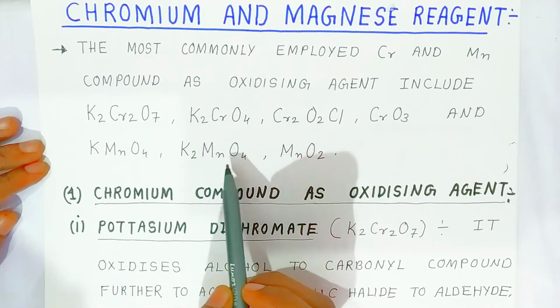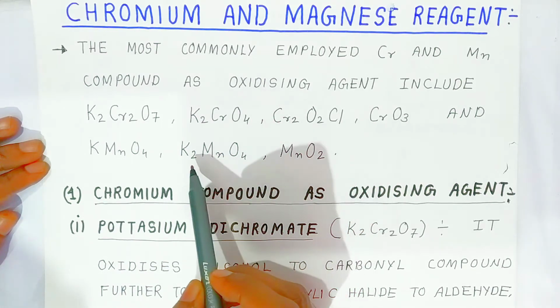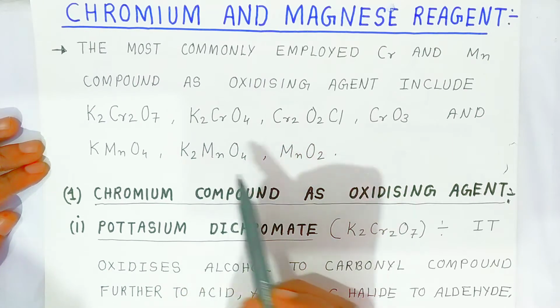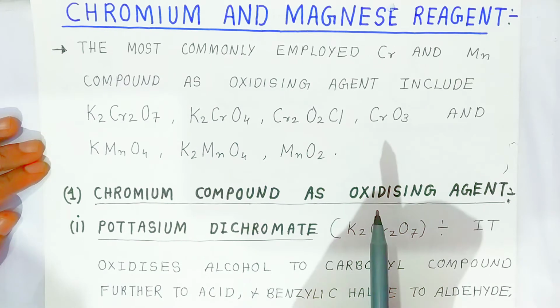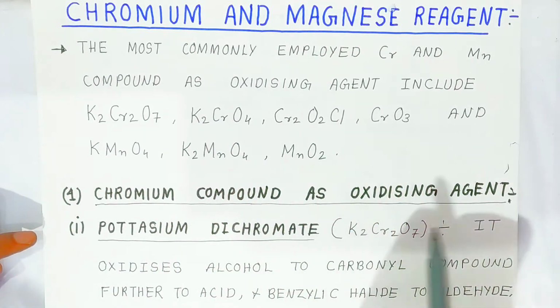Here it is permanganate because only one potassium is there. Here we call it potassium manganate, K2MnO4, because two potassium atoms are there. Now you have students manganese dioxide, MnO2. Now here students we are going to see in this video chromium compounds as oxidizing agents.